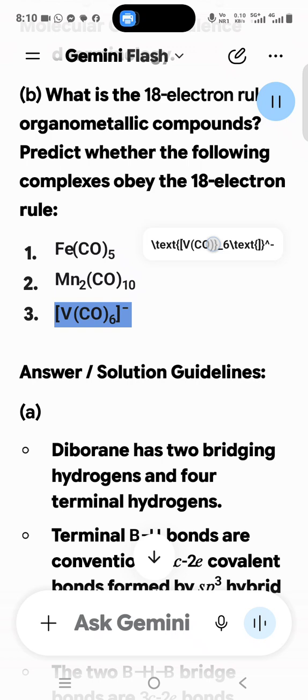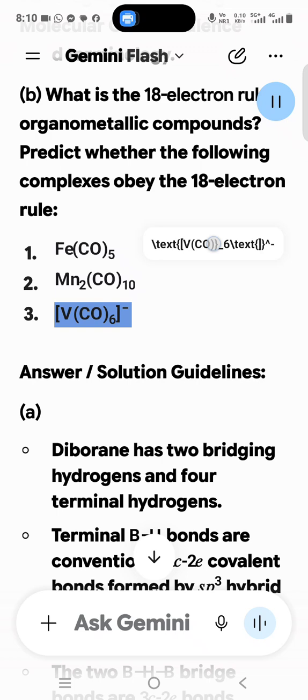B. Fe(CO)5: Fe(0) equals 8e⁻, 5 times CO equals 10e⁻, total equals 18e⁻. Obeys. Mn2(CO)10: each Mn(0) equals 7e⁻, 5 times CO equals 10e⁻, 1 times Mn–Mn bond equals 1e⁻. Total per Mn equals 18e⁻.